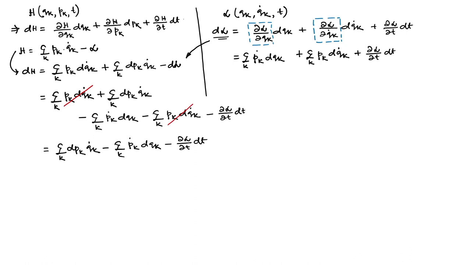Okay. Now, we have two expressions of dH. So, one is here and another is there. Then what we can do is compare the coefficients. Now, what you can see is here in the first term, if I consider this equation, we have dq_k here and we have dq_k here.